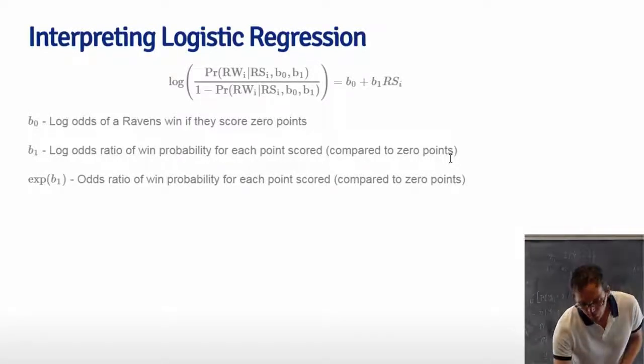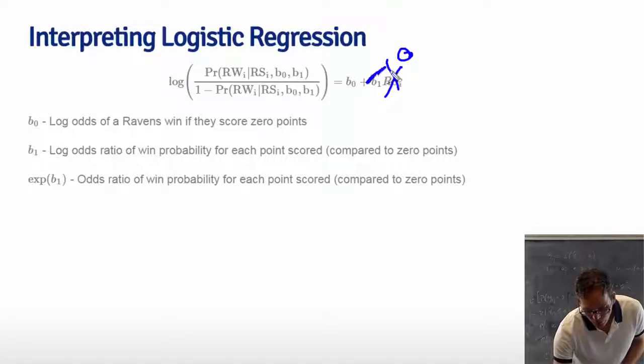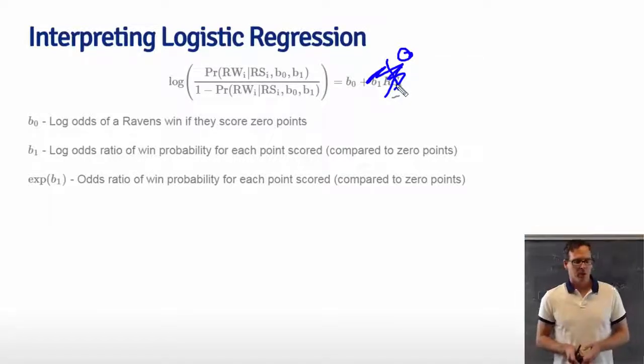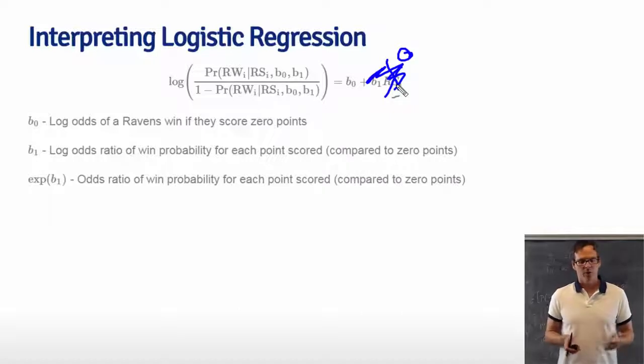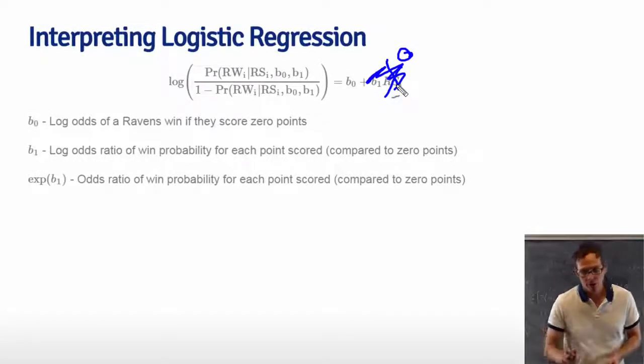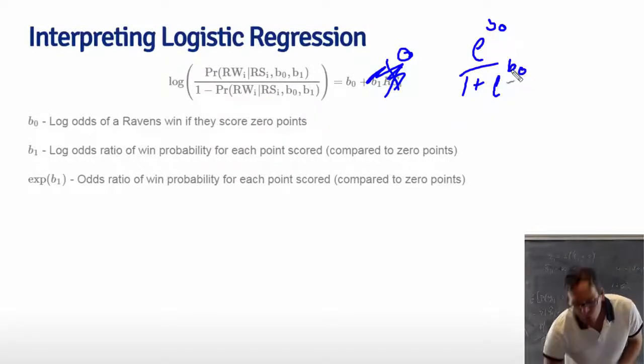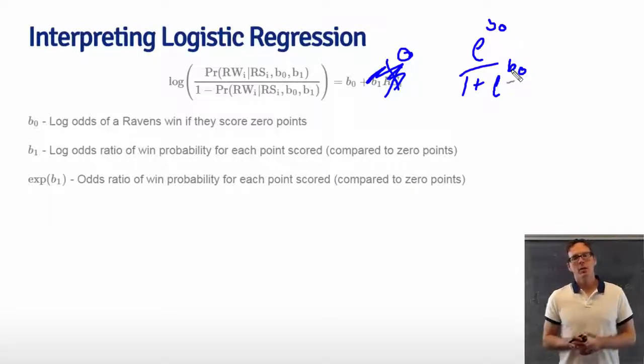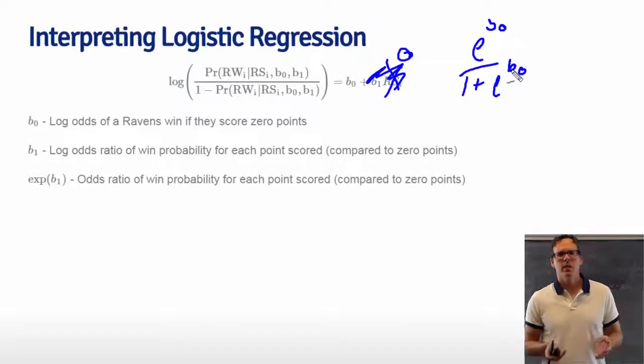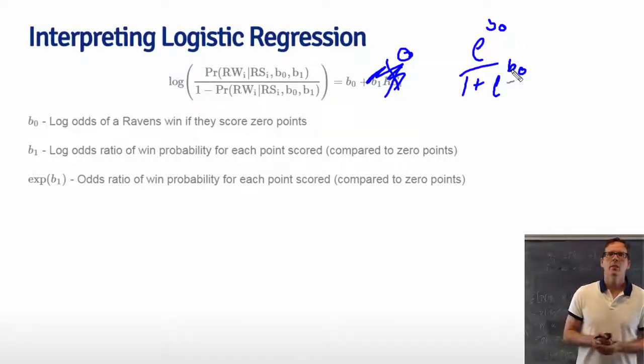So what happens if I plug in a 0 for the Ravens score? I would just get beta 0, B0. So B0 is the log odds of a Ravens win if they score 0 points. Then e to the B0 over 1 plus e to the B0 would be the model-based probability that the Ravens win if they score 0 points. Now in this case, this is maybe not a perfect component of this model, because it gets estimated to be non-zero, and we know that the team can't win if they score 0 points. They could tie, but they can't win.